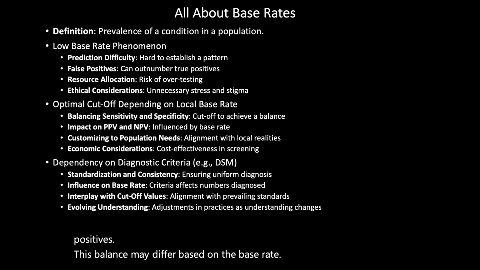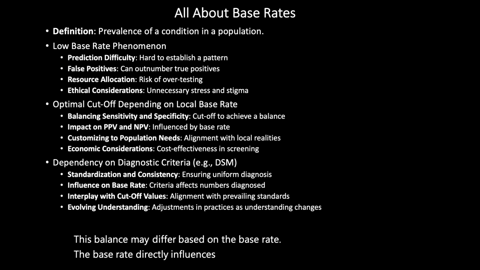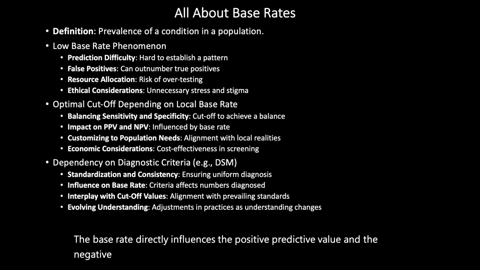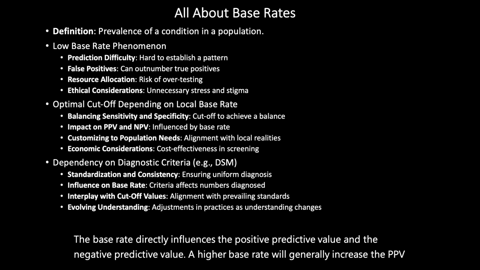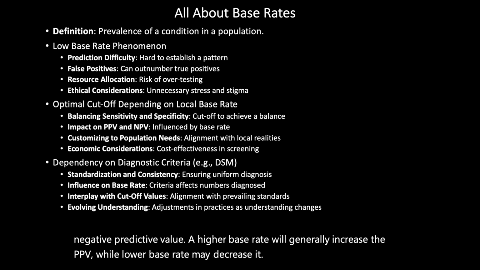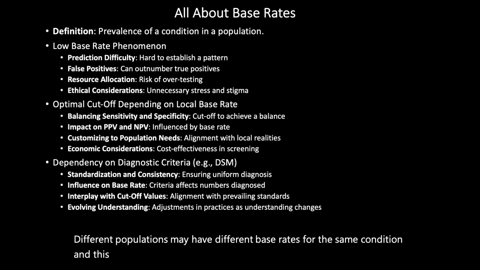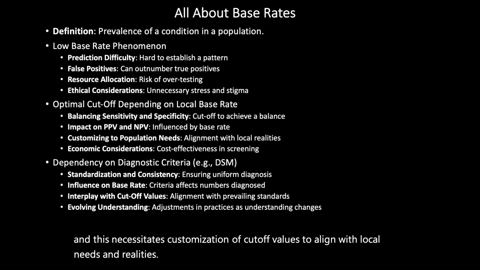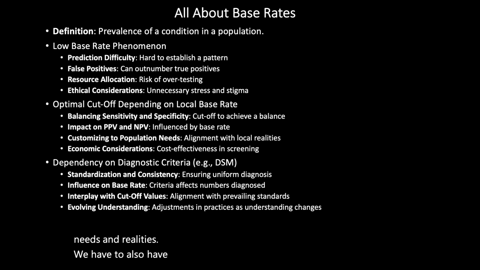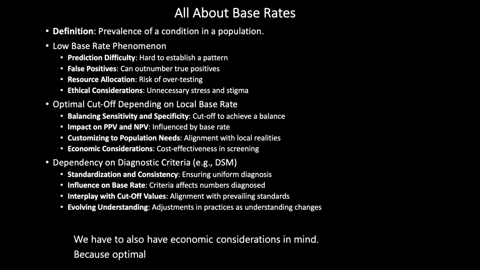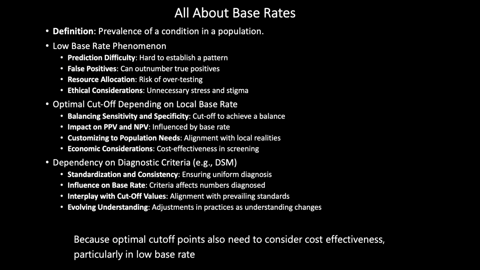The base rate directly influences the positive predictive value and the negative predictive value. A higher base rate will generally increase the PPV, while a lower base rate may decrease it. Different populations may have different base rates for the same condition, and this necessitates customization of cutoff values to align with local needs and realities. We also have to have economic considerations in mind, because optimal cutoff points also need to consider cost effectiveness, particularly in low base rate conditions where extensive screening might lead to many false positives.